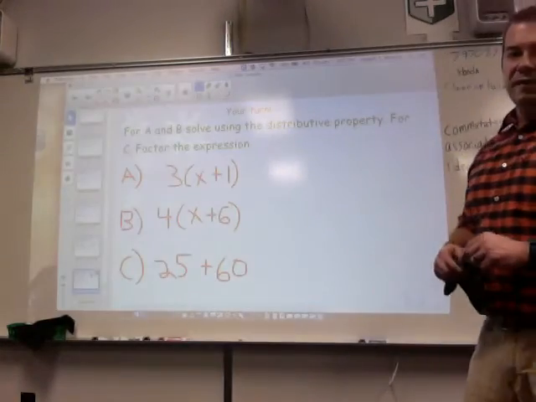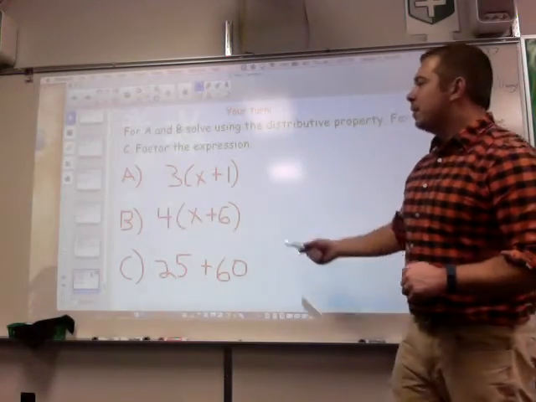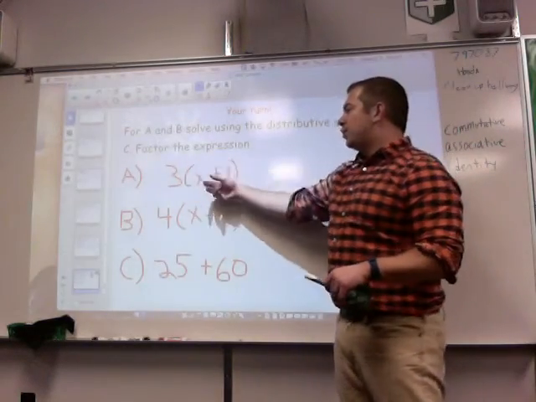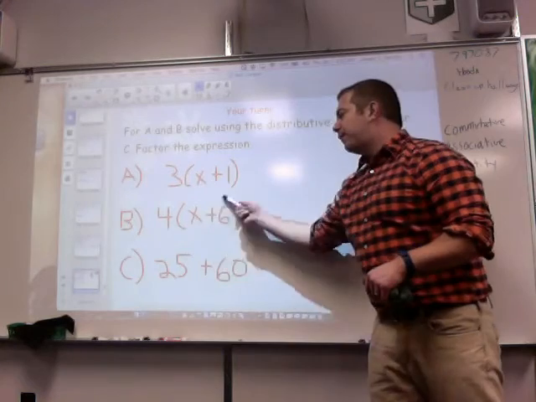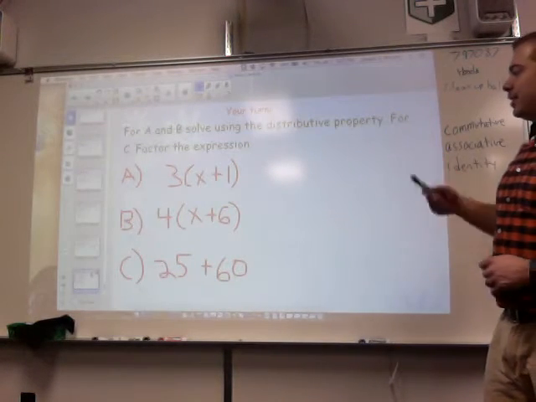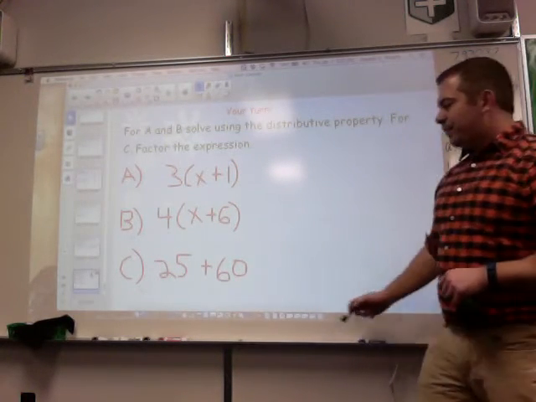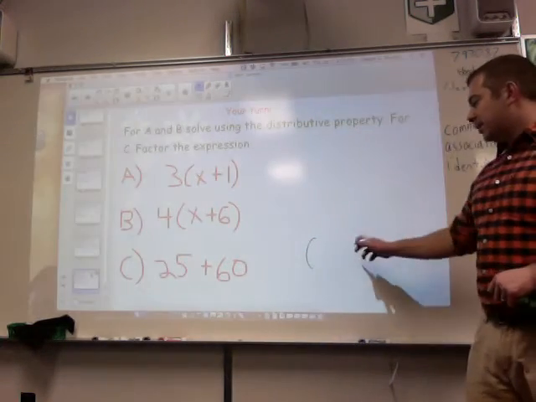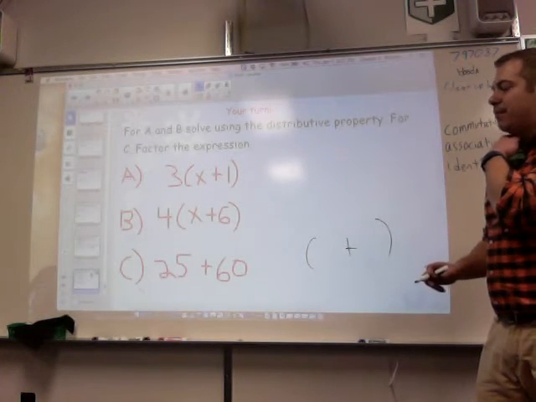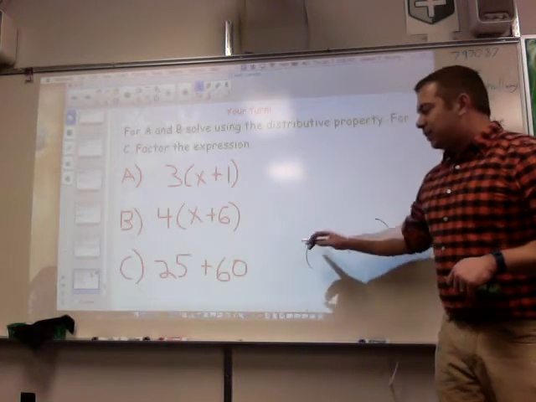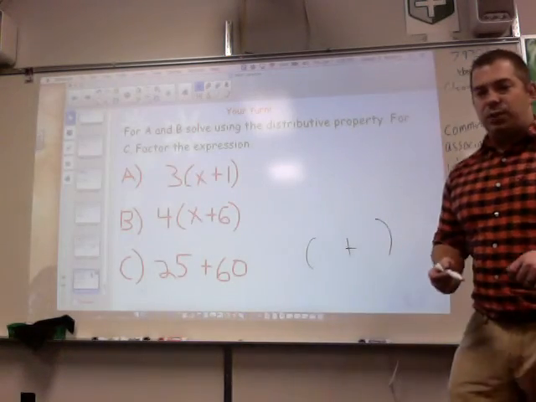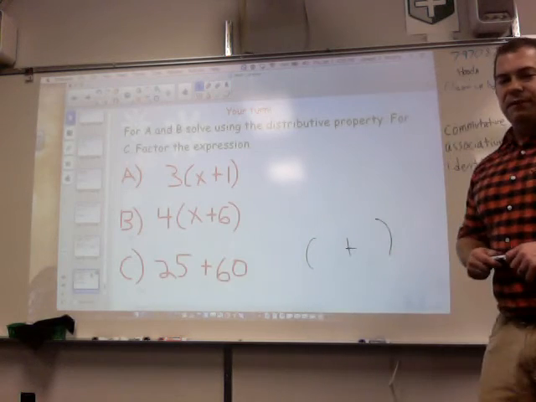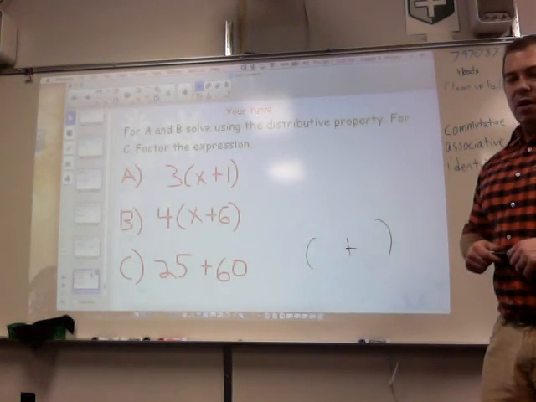You have 3 problems, and if you can't read the directions, I'm going to read them out loud for you. For A and B, solve using the distributive property. So for these 2 problems, distribute the 3 and distribute the 4. For C, factor the expression. So you have 25 plus 60. You should end up with something outside the parentheses and 2 numbers inside the parentheses. And when you go back to redistribute it, it should turn back out to be 25 plus 60. I expect A and B to be pretty good. You might be a little bit confused on C. If not, great. We'll go over it tomorrow, and you guys have a good night.